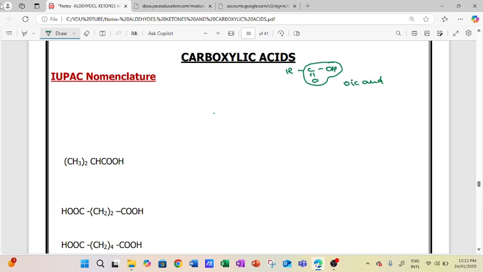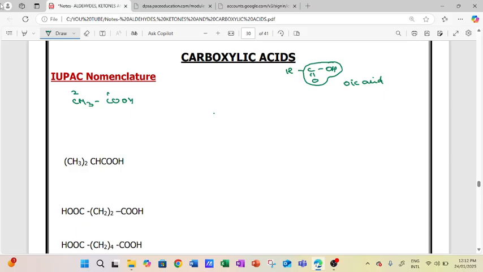The suffix name is a name which comes after the root word. For example, take an organic compound with 2 carbons like CH3COOH. First you identify the longest carbon chain. As there is no branch, we take this as the longest carbon chain, and numbering is done in such a way that the COOH group gets the least number. So from that side we put the number: this is 1 and here it is 2.